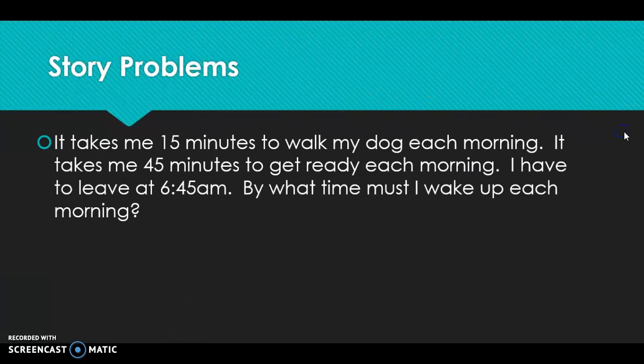Okay, so it takes me 15 minutes to walk my dog each morning. It takes me 45 minutes to get ready each morning. Oh my goodness. How much would that be altogether? 45 plus 15. Okay, think about that. I have to leave at 6:45 a.m. By what time must I wake up each morning?